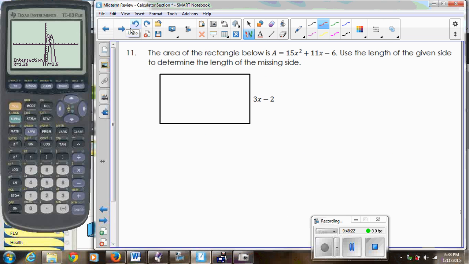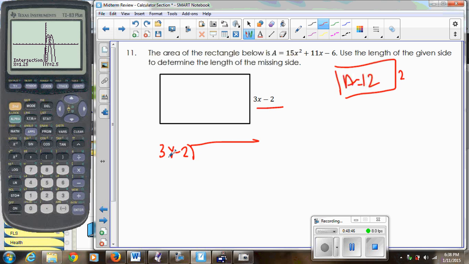All right, number 11. It says the area of a rectangle is given, and you're supposed to use the length to determine the length of the missing side. So, well, let's just think about it. If I knew that I had a rectangle that had an area of 12, and I knew that one of the sides was 2, I would simply divide 2 into 12 to get the length of the other side. So in this case, because I'm dealing with quadratics, I'm going to have to use long division. So I'm dividing by the 3x minus 2, and I'm dividing that into 15x squared plus 11x minus 6.